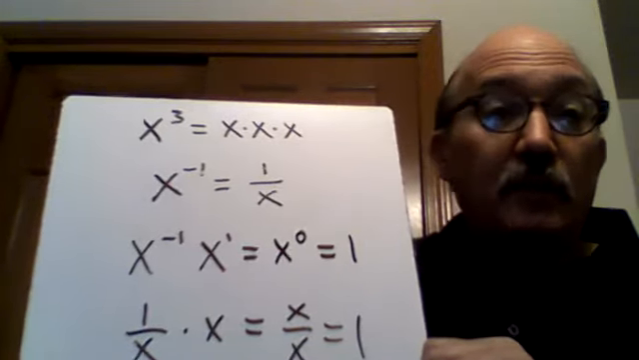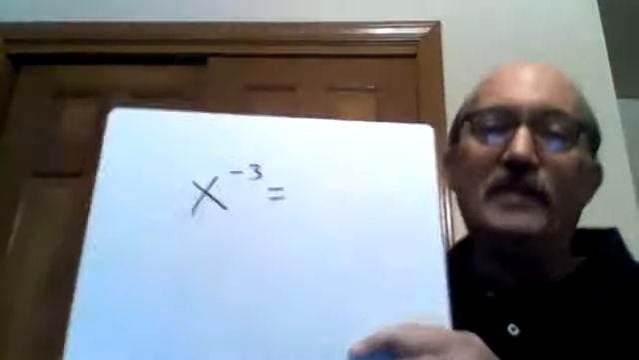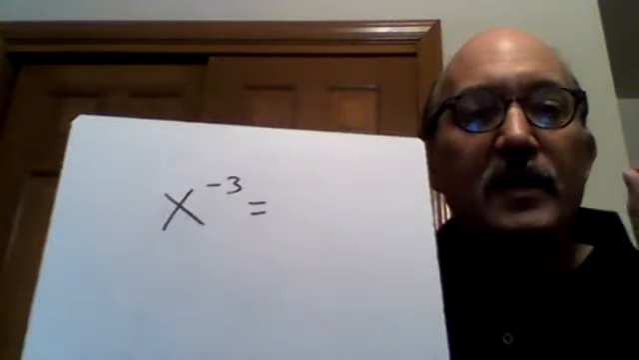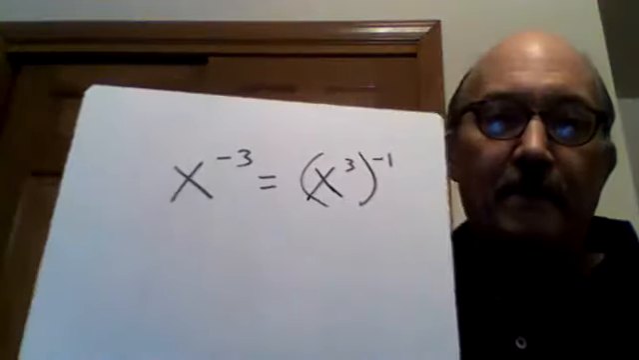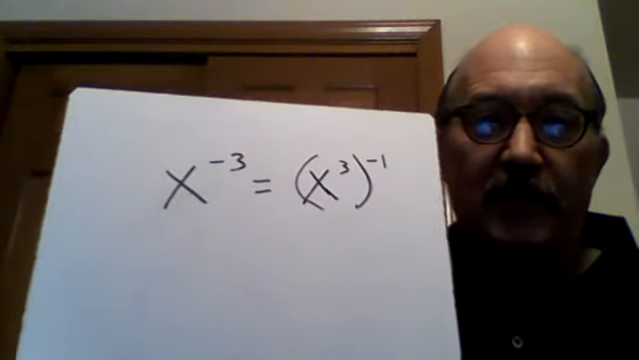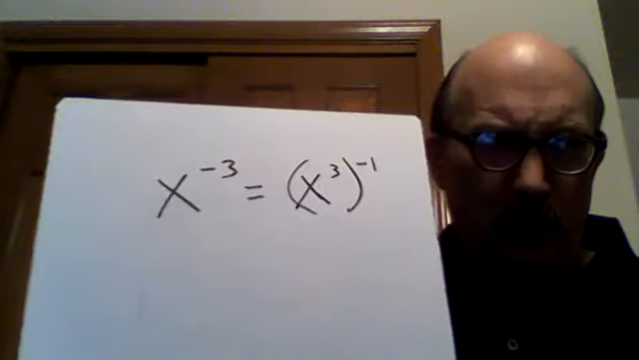The next question is, what about the other negative integers? What about x to the negative 3 or x to the negative 10? Well, we're going to use rule number 2 for this. X to the negative 3 power. Okay, how are we going to interpret that? This way. We're going to think of it as x to the third power raised to the negative 1. X to the third power raised to the negative 1. This is the rule number 2 situation.